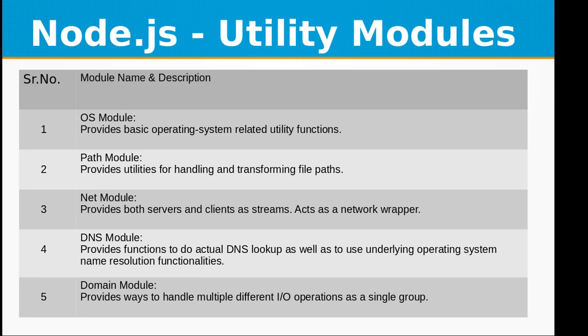The first one is the OS module. It provides basic operating system related utility functions. The next one is the path module. It provides utilities for handling and transforming file paths. The third one is the net module. It provides both servers and clients as streams. It acts as a network wrapper.